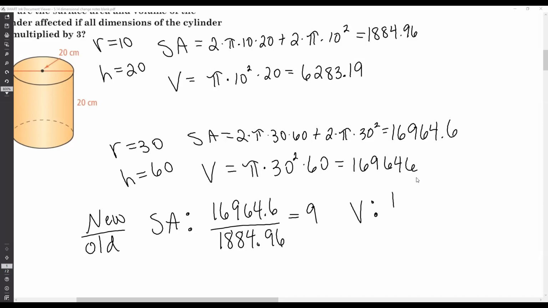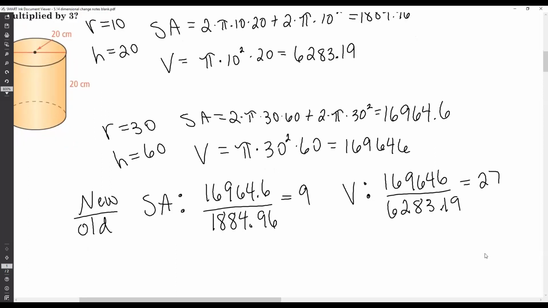Our new one was 169646, and our old one was 6283.19. Okay. And when you divide that, you get 27. So our new volume is 27 times the old volume. So look at that, 9 and 27.